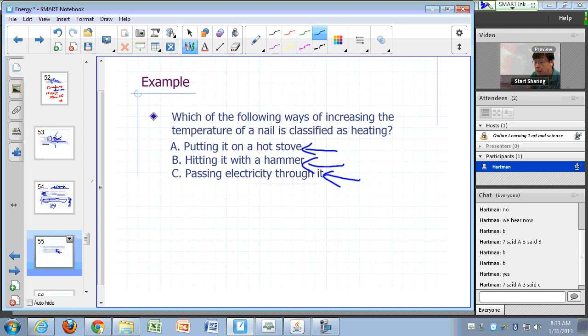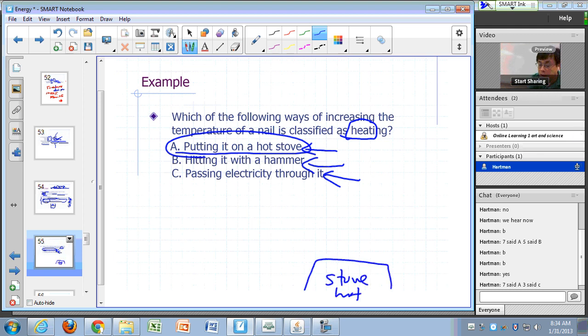Okay, the correct answer is A. Because heating means you're causing energy to transfer by putting two things that are at different temperatures. So the stove is hot, and your nail is cold. Two different temperatures. The heating of the nail in that case is called heating.